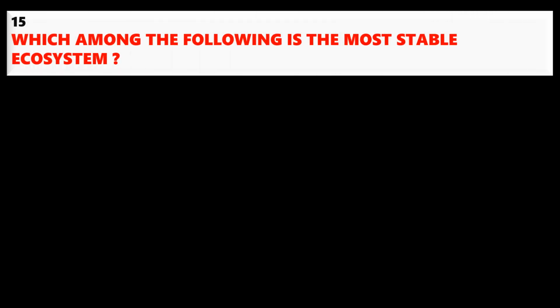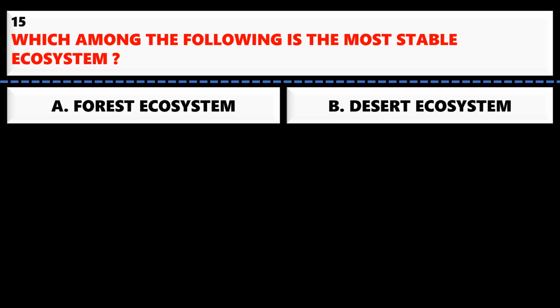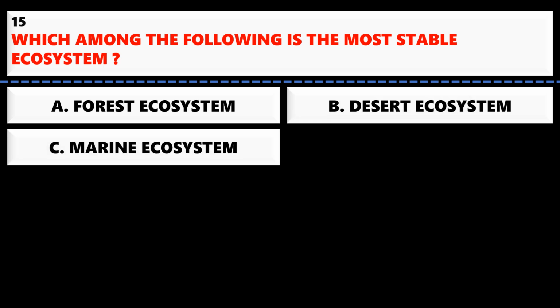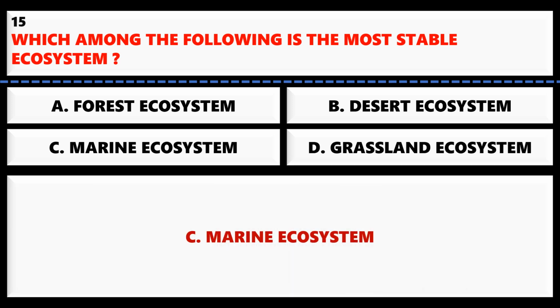Question number 15. Which among the following is the most stable ecosystem? And the options are forest ecosystem, desert ecosystem, marine ecosystem, and the last option is grassland ecosystem. And the right answer is marine ecosystem is the most stable ecosystem.